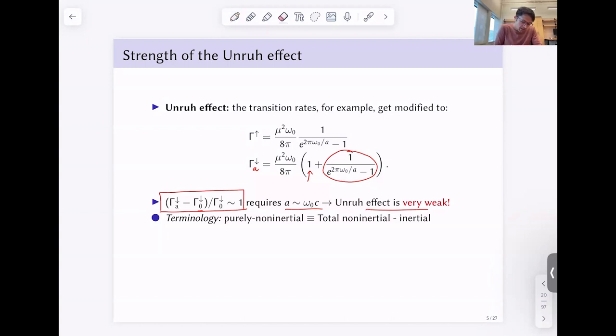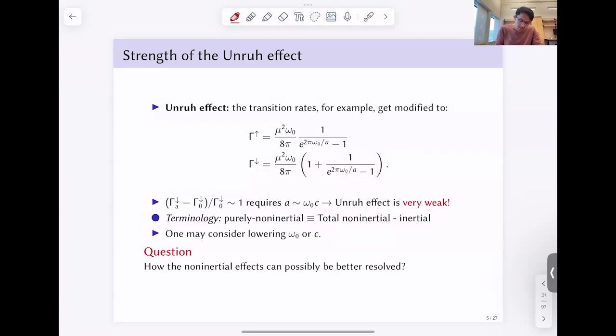And I'll be very often referring to the purely non-inertial signal or purely non-inertial contribution, which just means that you take the total non-inertial response of the atom, which, for example, on this slide we have denoted by gamma down arrow A, with a subscript A for the acceleration, and is given by this expression over here. So from this expression, if you subtract the inertial contribution, what you are left with is the contribution which is entirely due to the acceleration of the atom. And we'll call such a contribution the purely non-inertial contribution.